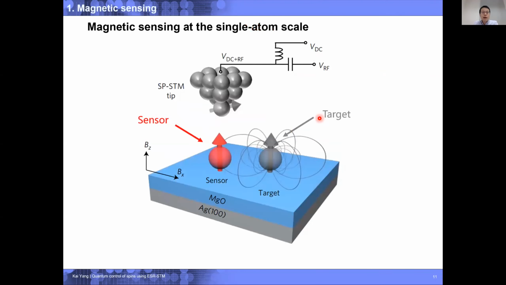Okay, so as the first application, let me discuss magnetic sensing at the single atom scale. The idea is very simple. We just put a sensor atom near our target atom. Then by looking at the magnetic dipolar interactions between these two atoms, we can learn about the magnetic properties of the target, such as the direction and amplitude of the magnetic moment. Here the target is near a sensor, and we don't run current through the target directly.